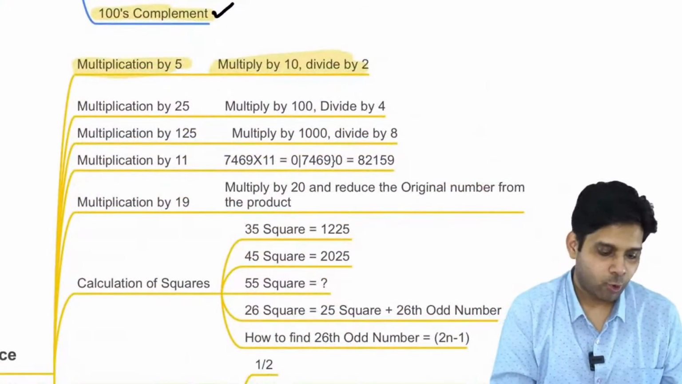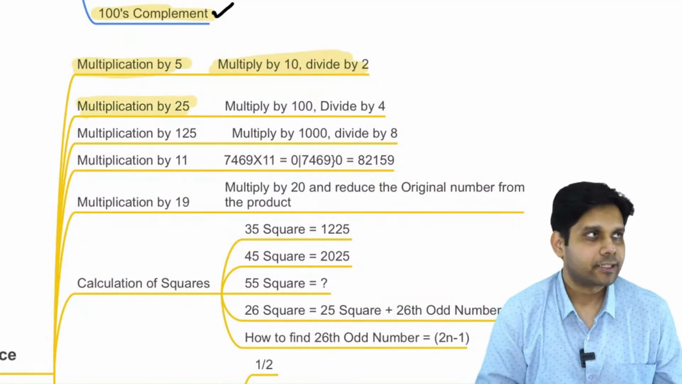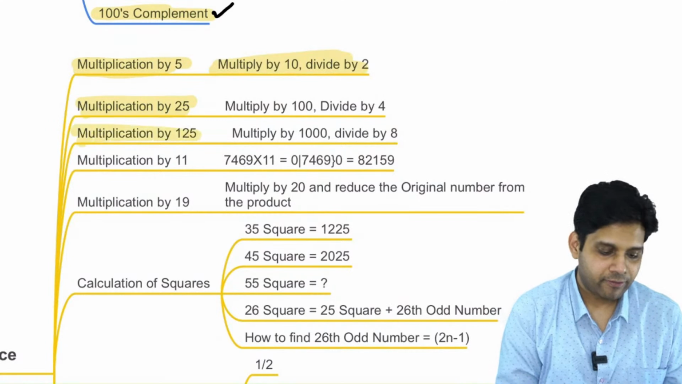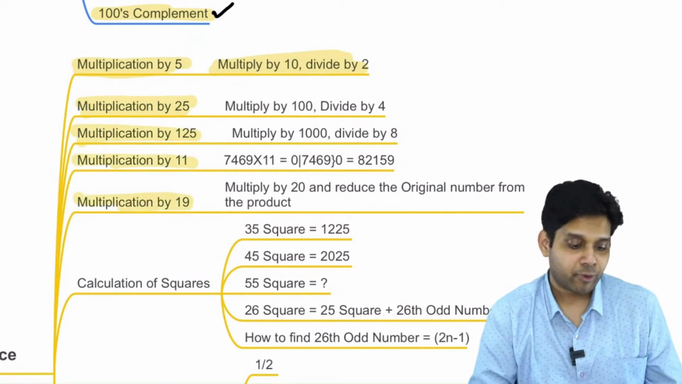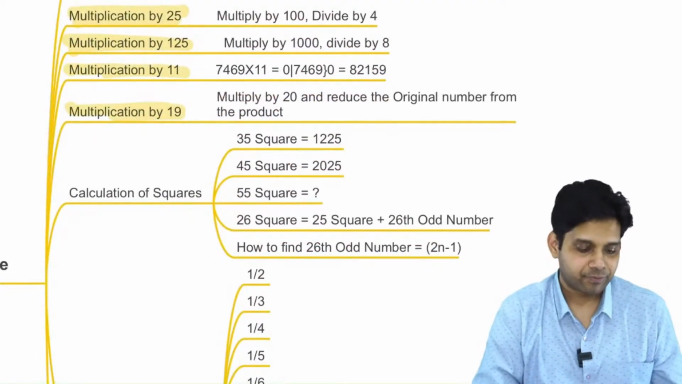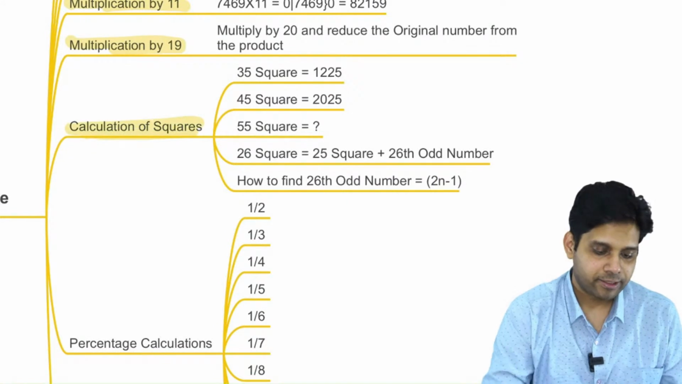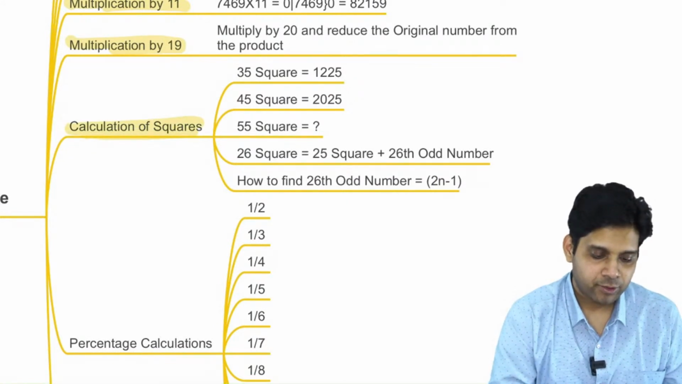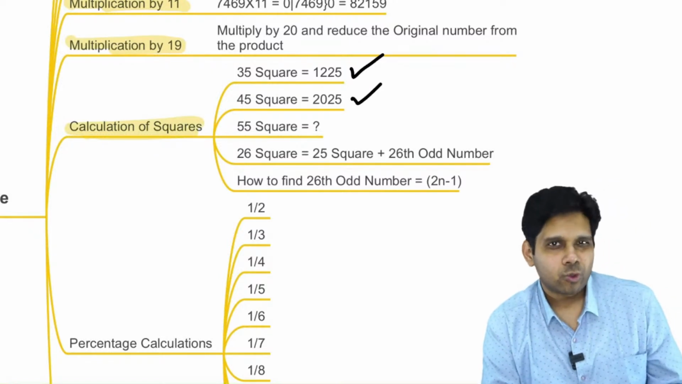Multiplication by 25. All this is very important for you to revise. Okay, so don't forget. Multiplication by 125, multiplication by 11, multiplication by 19. ये बहुत ही important है. 19 और 11 हमेशा याद रखना. Okay. Calculation of squares. There we had seen that 35 square is 1225, 45 square is 2025. So there is a pattern.